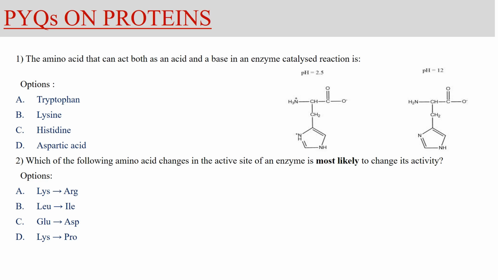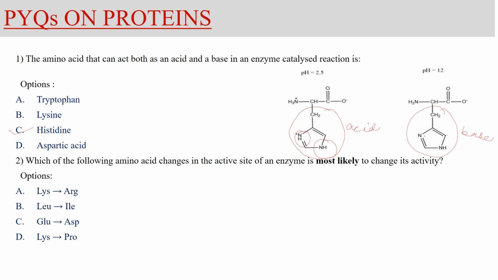The first question says: the amino acid that can act both as an acid and a base in an enzyme catalyzed reaction is. So before proceeding towards our options, let's see this structure. This structure is of the histidine molecule. Histidine is a basic amino acid due to the presence of the imidazole ring, and whenever this imidazole ring is protonated, that is, it consists of the hydrogen atom, it acts as an acid. But whenever the imidazole ring is deprotonated, it acts like a base. So our correct answer would be option C, that is histidine.